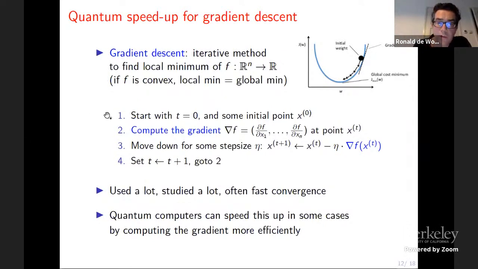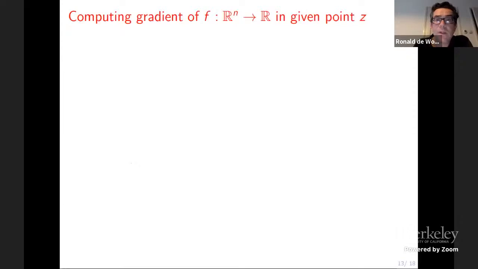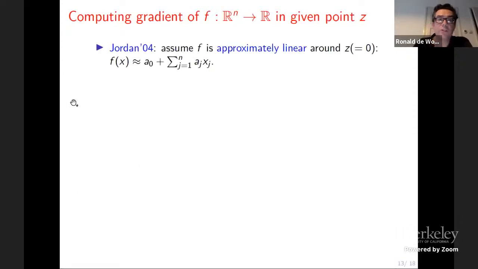If you look at this algorithm, the most expensive step is clearly computing the gradient, which is an n-dimensional vector. In every iteration, you have to compute this gradient again, either exactly or approximately. And in some cases, quantum computers can compute this gradient much faster. So I want to sketch this in one slide, and this is due to Stephen Jordan in 2004.